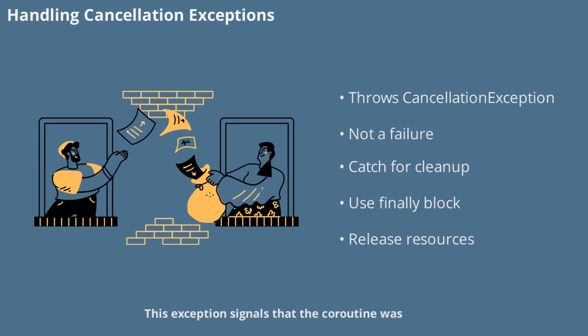This exception signals that the coroutine was canceled and is not considered a failure. Developers can catch CancellationException explicitly to handle cleanup or logging. Using finally blocks ensures resources are released and additional cleanup is performed, maintaining app stability and preventing resource leaks.